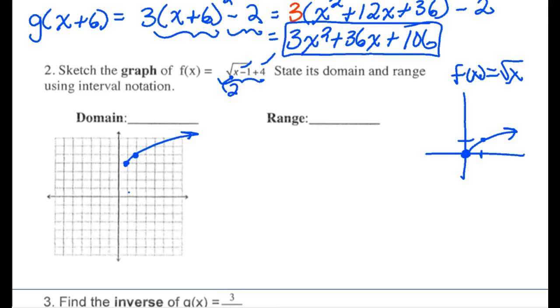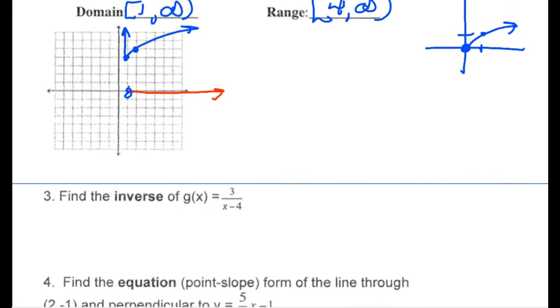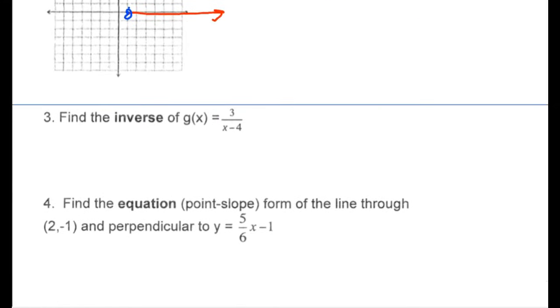The domain, we look left to right. The domain is here and it's closed. So my domain will be 1 on out to infinity. Our range, we look up and down, and our range starts here and goes up. Range would go from 4 to positive infinity. Make sure you close that at 1 and close it at 4 because that dot's closed.